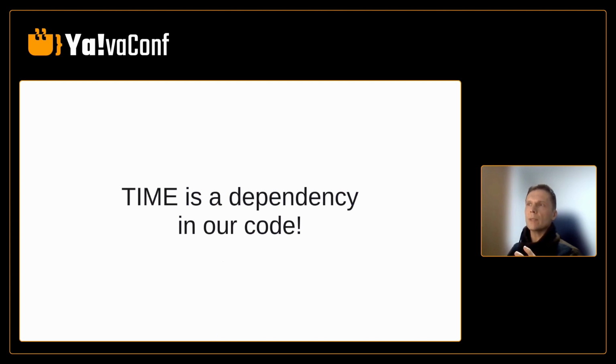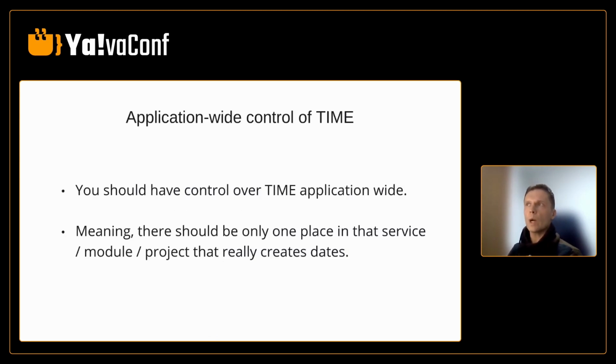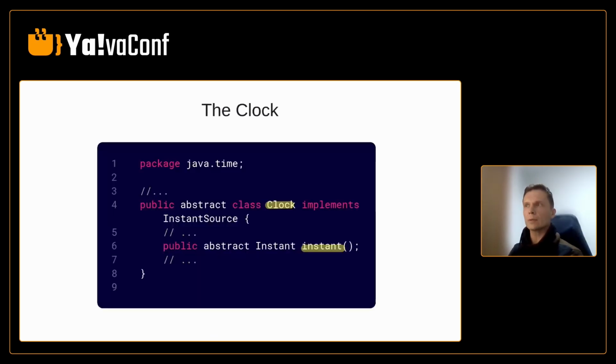So if time is a dependency in our code and we use Spring, for example, we have dependency injection and we would like to have application-wide control of time. So essentially, you should have only one place in your module, service, or project that really creates dates, essentially a singleton. And we will use a clock for it.